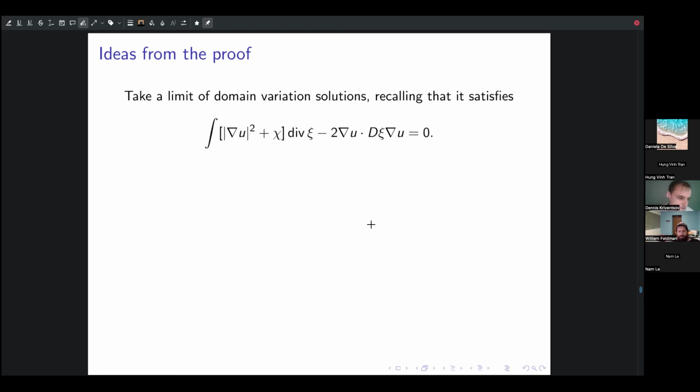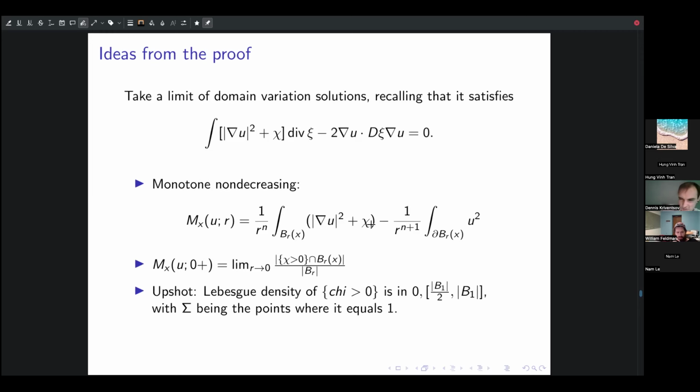Okay, let me say a few words about what goes into the proof here. We look at our domain variation solution, and the first thing you can observe is that the domain variation property is enough to tell you that this monotonicity formula holds. This is the classic monotonicity formula for the Bernoulli problem. I guess this is due to Georg as well, from a few years earlier than the previous paper I mentioned.